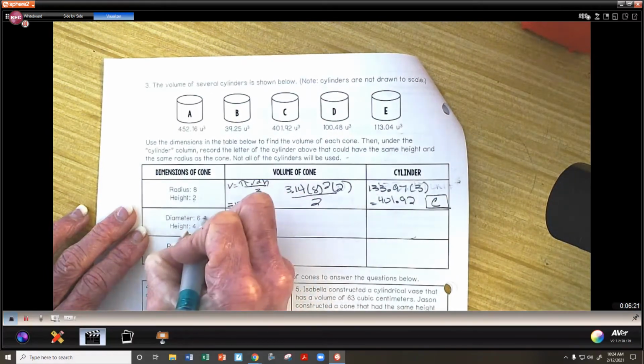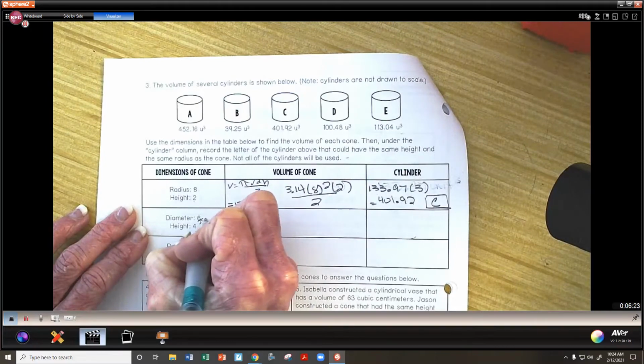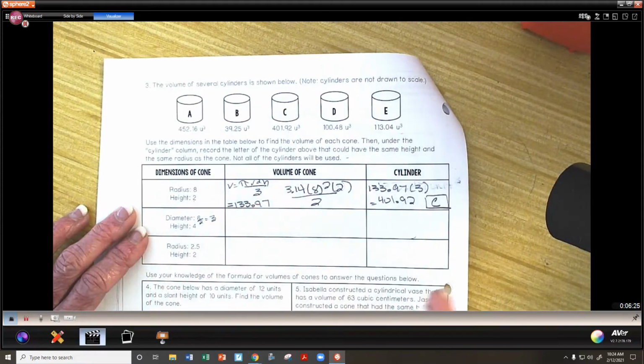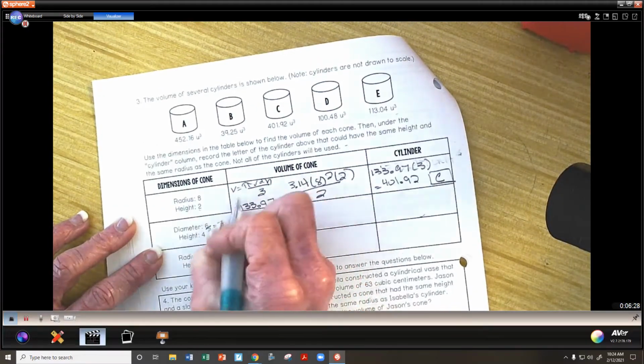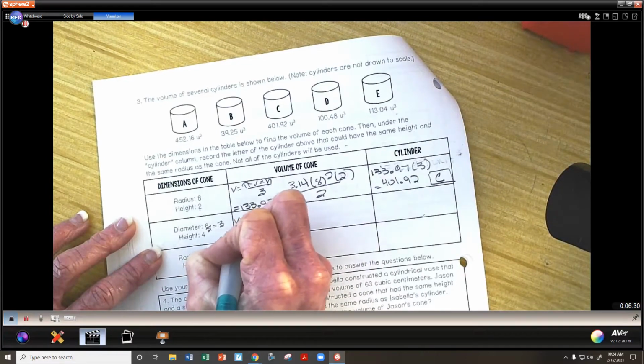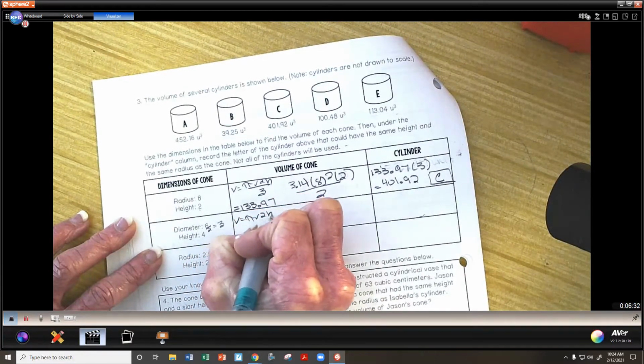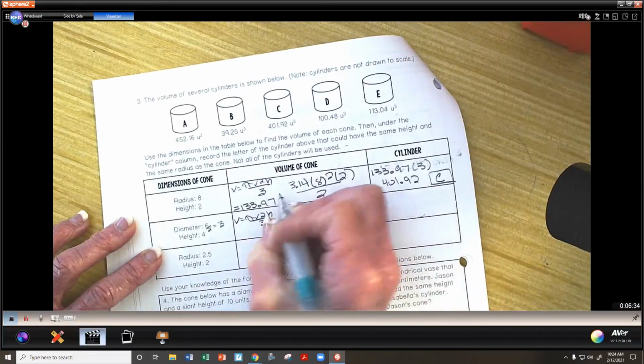All right, on this one, we need our radius, so I'm going to divide that by 2. All right, so now I have volume equals pi r squared h divided by 3.